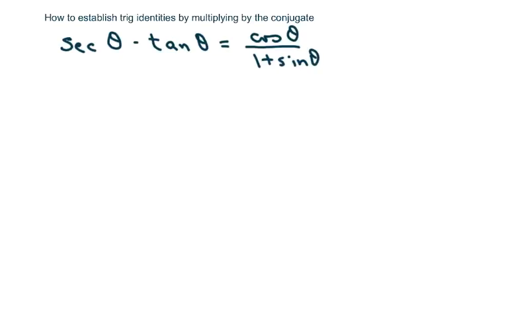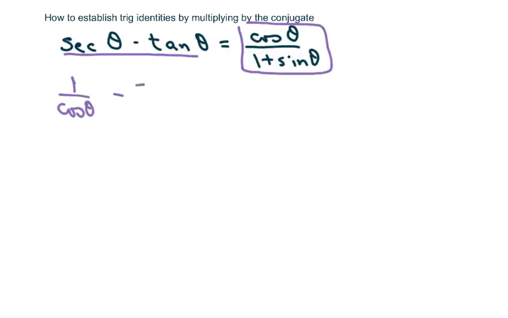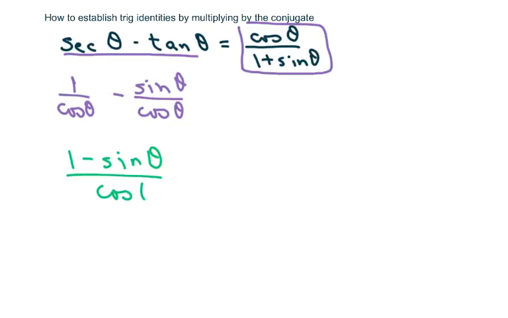Hi everyone, we're going to establish trig identities by multiplying by the conjugate. Since this side here is already basically in basic form, we're going to manipulate the left side of the equation and break this down as 1 over cosine of theta minus sine of theta over cosine of theta. Now, since we have the same denominator, I'm just going to write it like this: 1 minus sine of theta over cosine of theta.